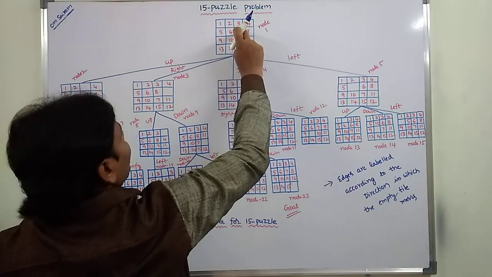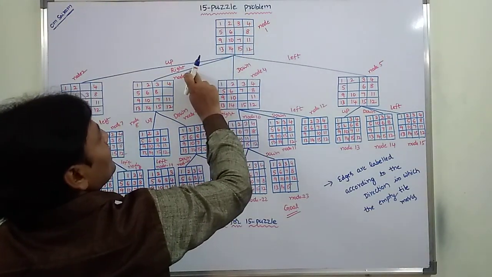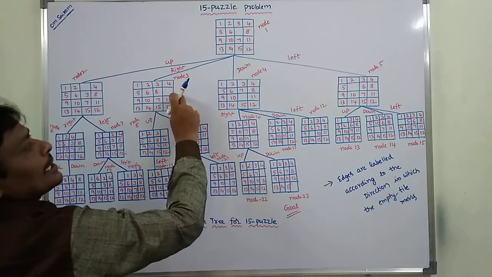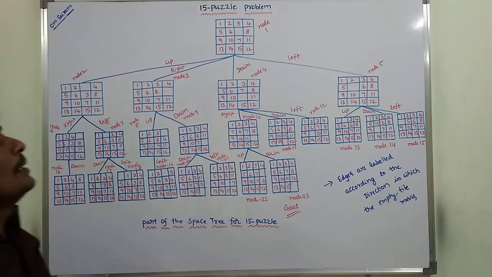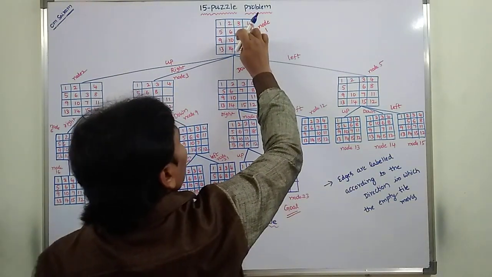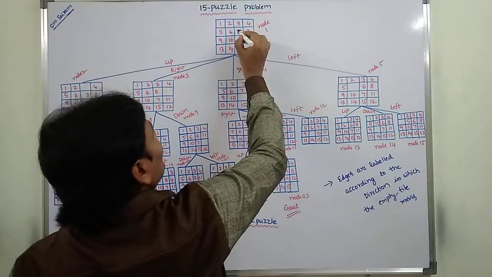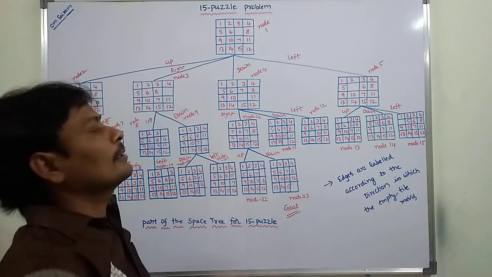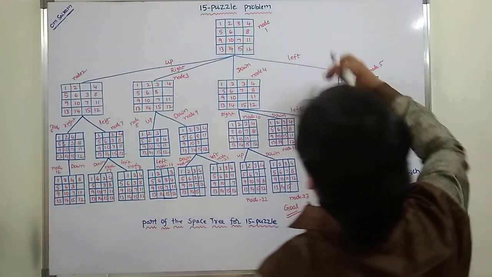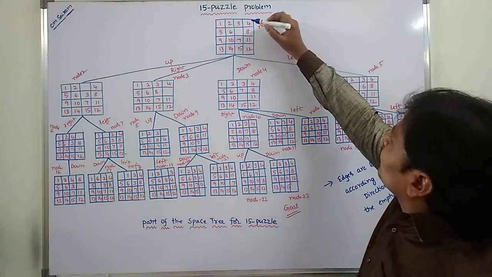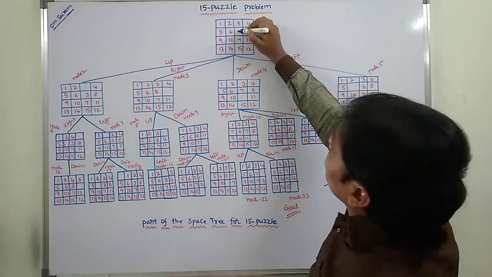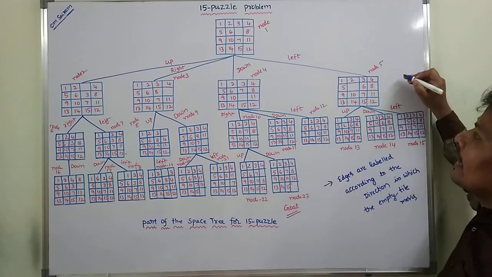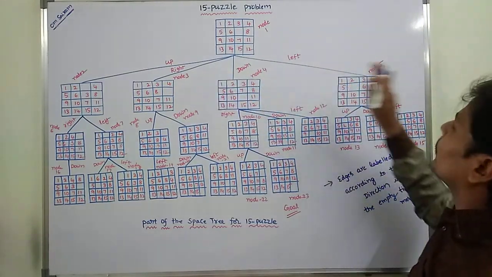Next, the empty slot can be moved to the right direction. 8 can be moved to this place, and the empty tile can be moved to this place. Then we get node 3. Next, the empty slot can be moved to the down direction. So the empty slot moves to this position, and 7 moves to this position. The remaining are all the same. Next, the empty slot can be moved to the left direction. Then 6 comes to this place, and the empty tile moves to this place. So we get node 2, node 3, node 4, node 5.